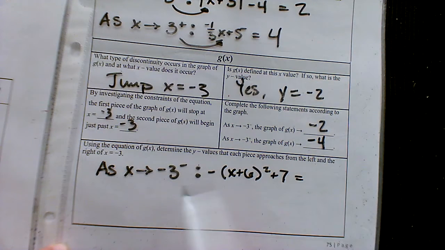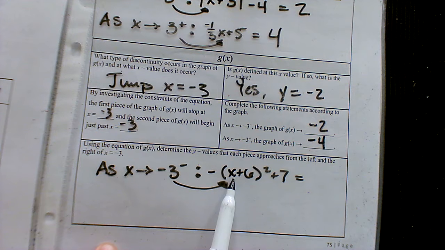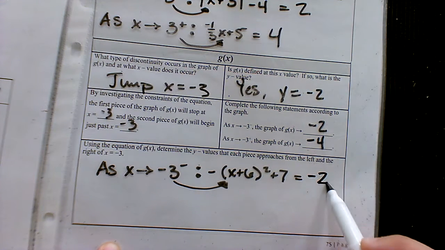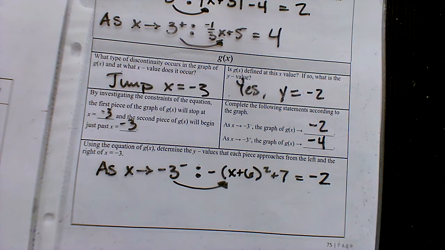Okay, so if the first equation ends at -3, we want to see what height it has when it's ending. We'll plug in that -3 and see what we get. So 3 squared is 9. Negative up front would be -9. Plus 7 would be -2. Okay, checks out with what we had from the graph.